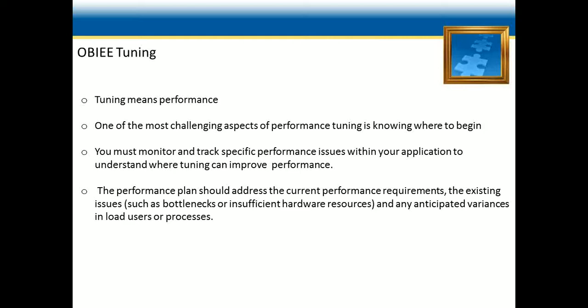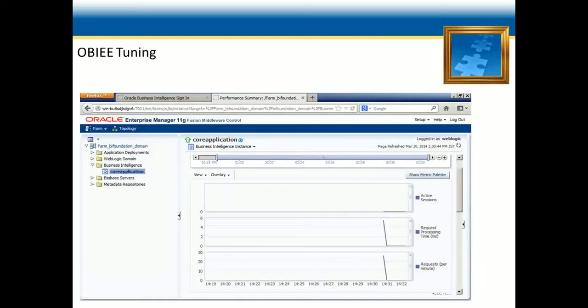You must monitor and track specific performance issues within your application to understand where tuning can improve performance. The performance plan should address the current performance requirements, the existing issues such as bottlenecks or insufficient hardware resources, and any anticipated variances in load, users or processes. So these are the basic points of OBI tuning. I'll be explaining more in further slides.